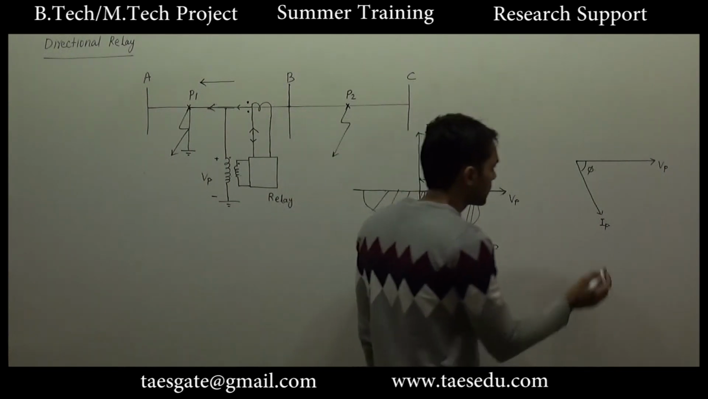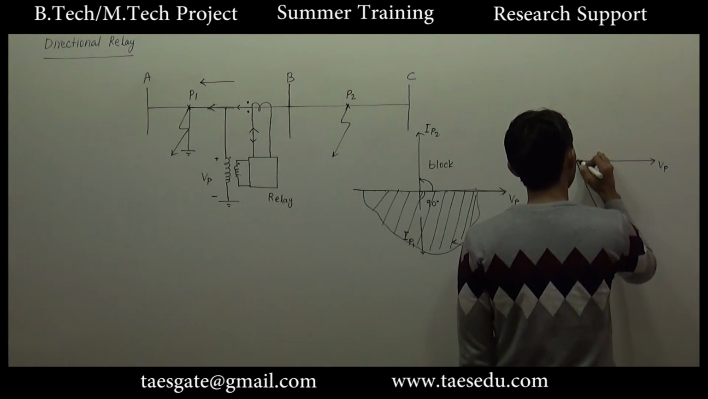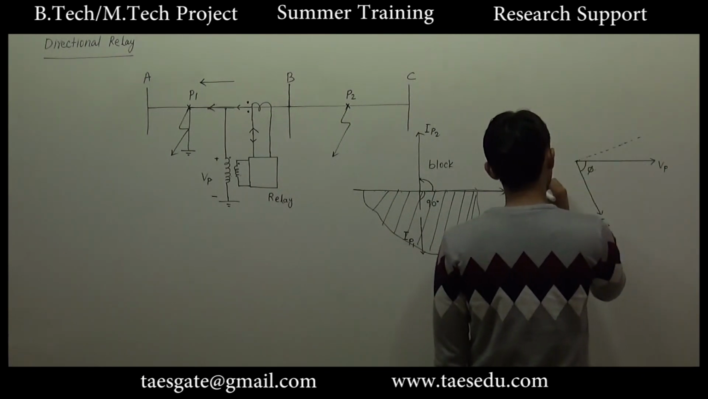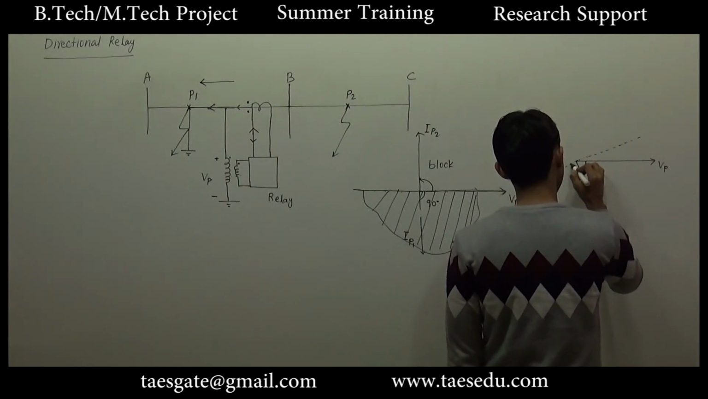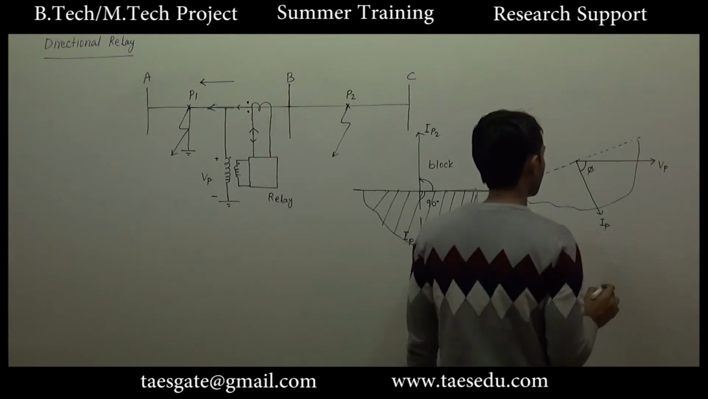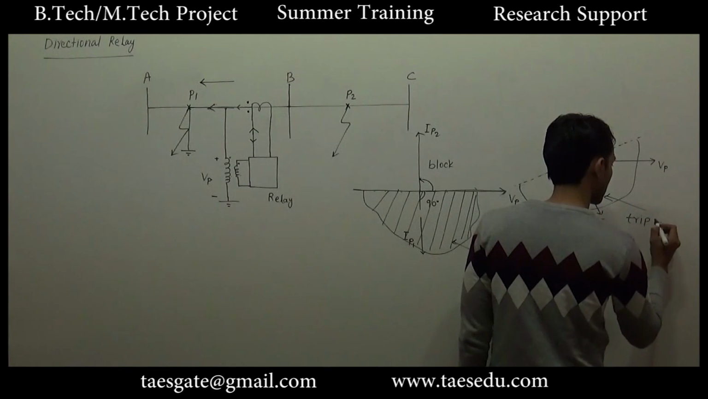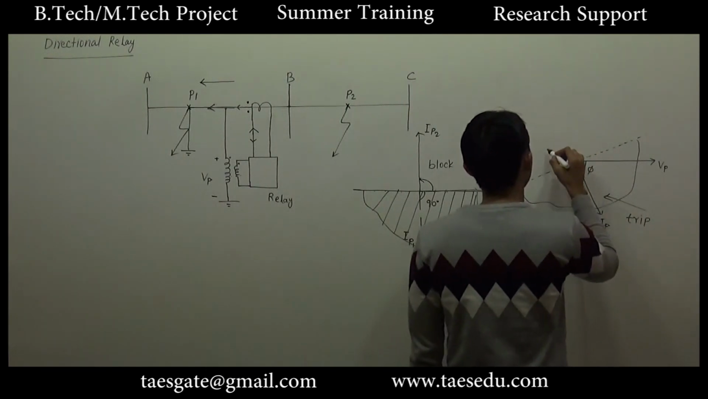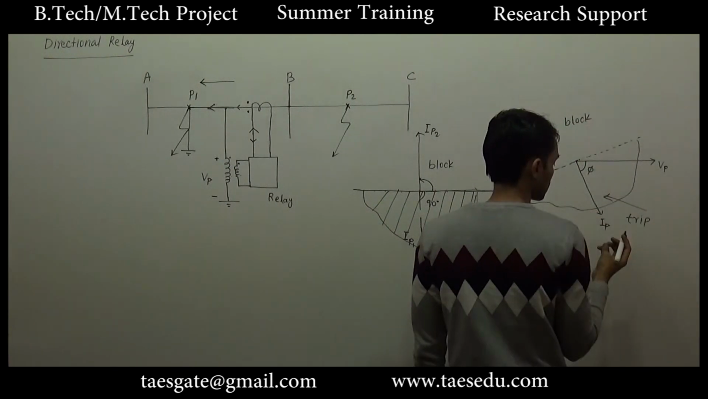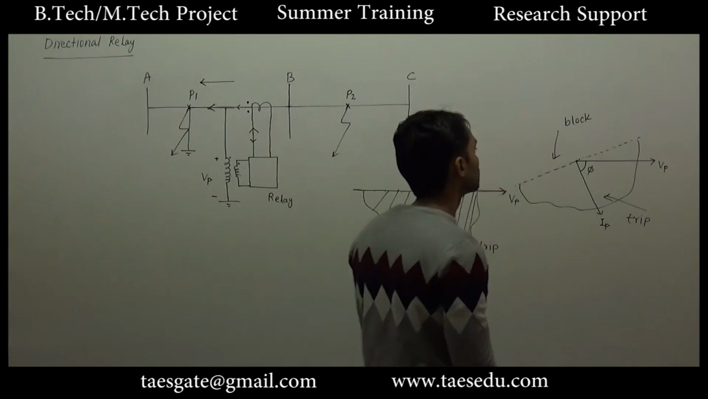If we consider a lagging angle other than 90 degrees, we will draw approximately a perpendicular here. This will give you the region of lagging current. In this region, the trip decision will be issued, and in this region, the relay operation will be blocked.